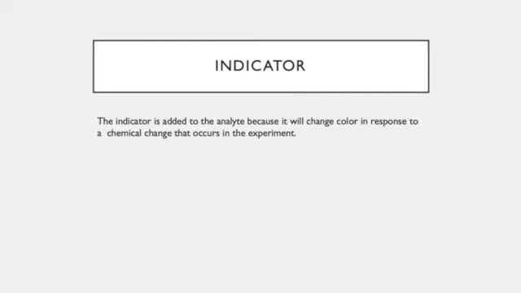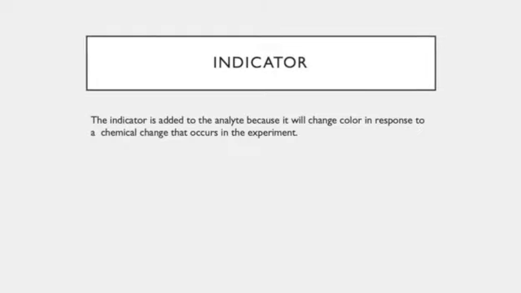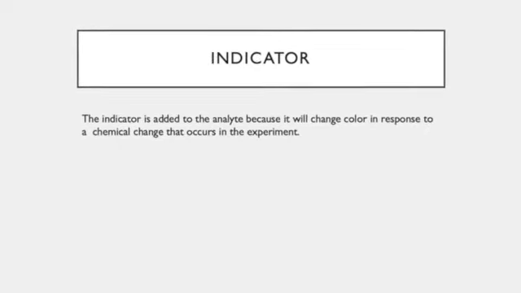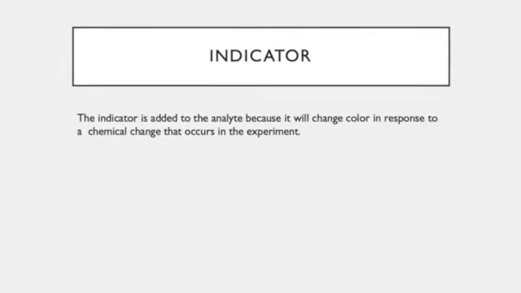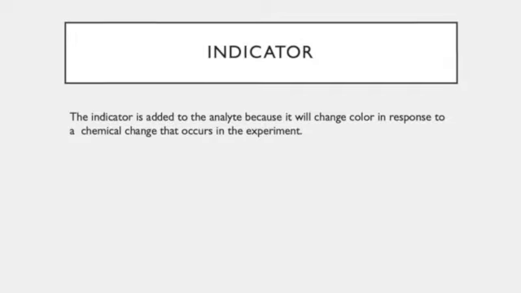Lastly, we have the indicator, which is added to the analyte because it will change color in response to a chemical change that occurs in the experiment. And there are lots of different types of indicators that will turn lots of different colors, so I haven't included an image here because it could be so many different things.